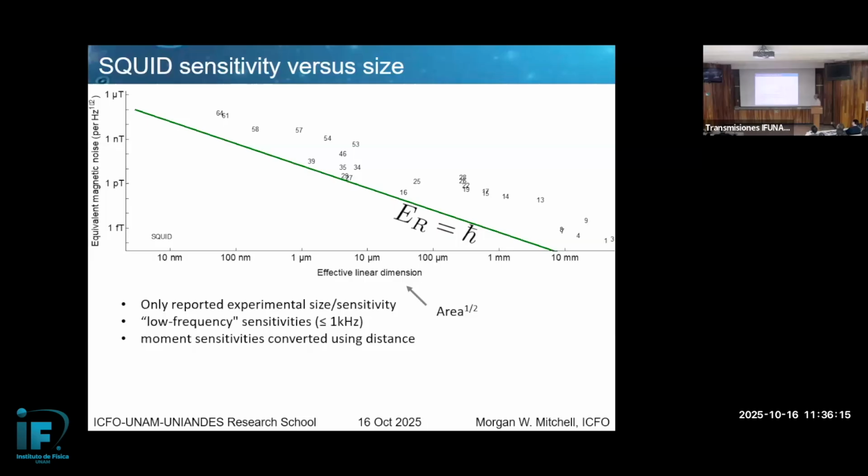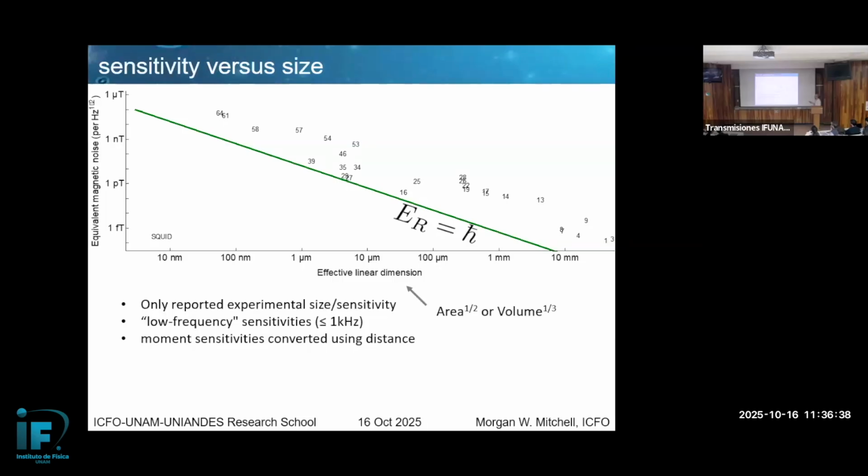Okay. So in 2000, we published a review where we looked at the sensitivity of real instruments compared to this limit. And so this is all the SQUIDs. Each of these numbers is one SQUID result. This energy resolution is h bar, is this line.